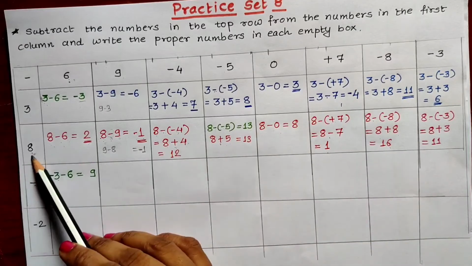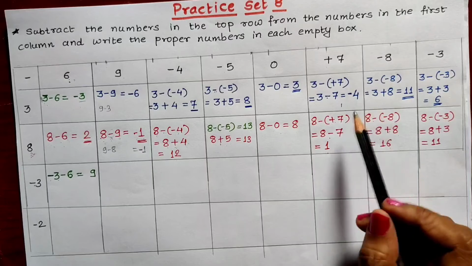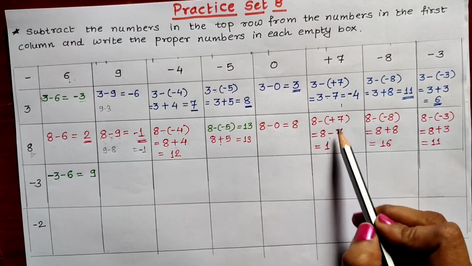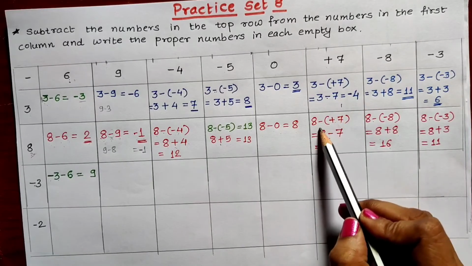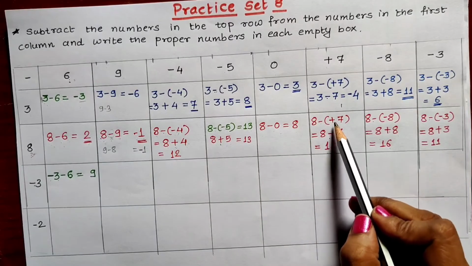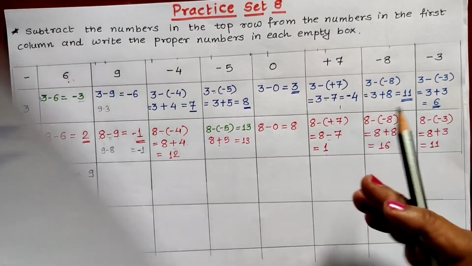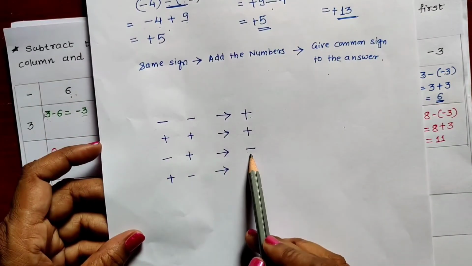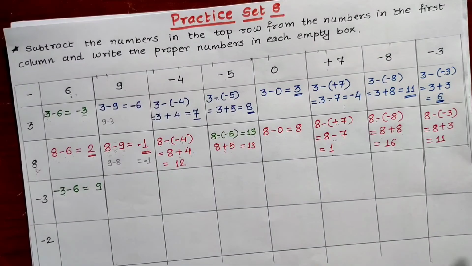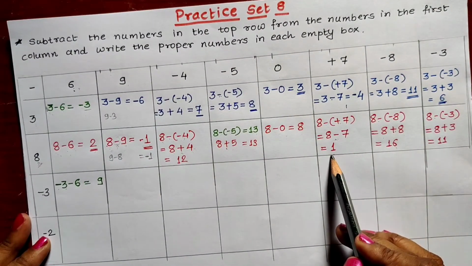Okay. Now next one, 8 minus plus 7. 8 minus plus 7, that means what? Minus minus becomes plus. Sorry, minus plus becomes minus. Here it is minus and here it is plus. So minus plus becomes minus. Combine the signs and write one single sign. So minus plus will become minus. So in this way we have to write minus sign. 8 minus 7 we all know 1.